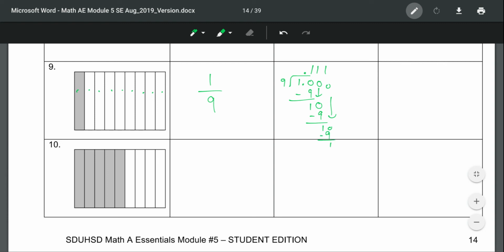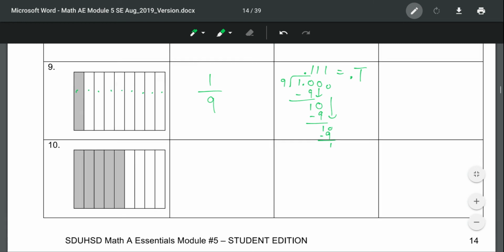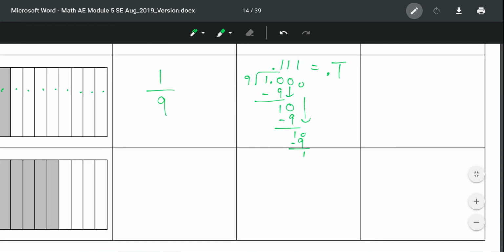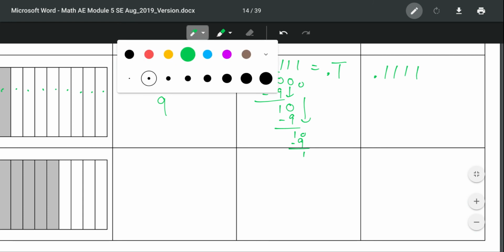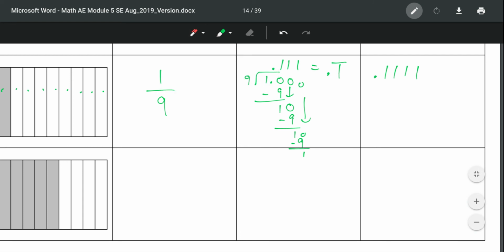So this would be 0.1, and you put a repeating bar over the 1. That means the 1 keeps going on forever. Now, to convert this repeating decimal into a percent, I would just keep it as 0.1111. And then what you want to do is move the decimal 2 places to the right. So this would be 11 point. Remember that the 1 still keeps going, so this would be 11.1 repeating percent.